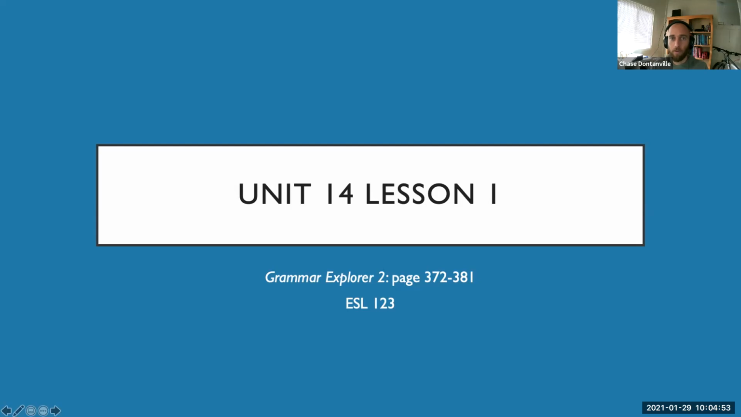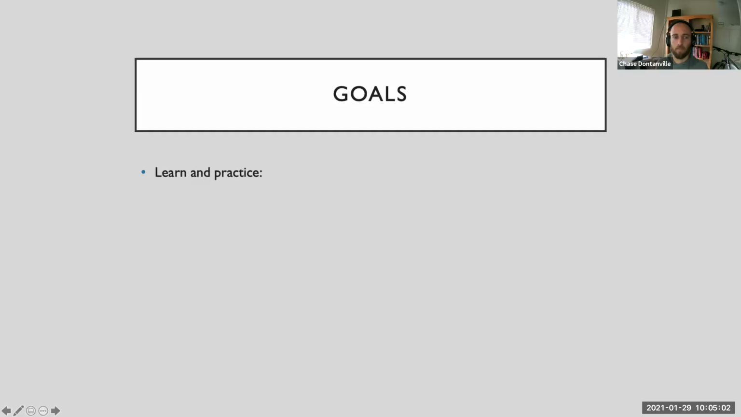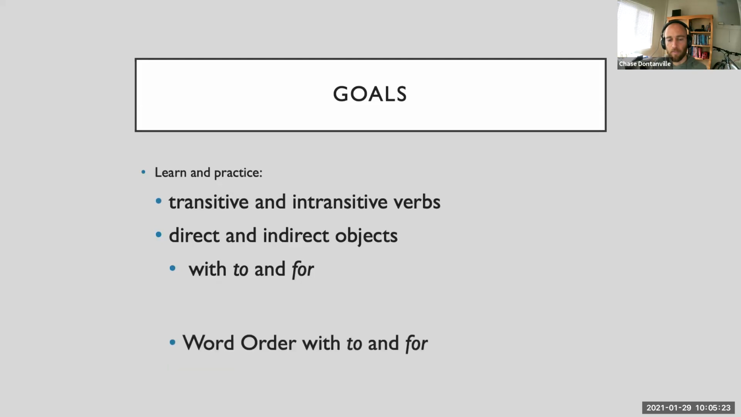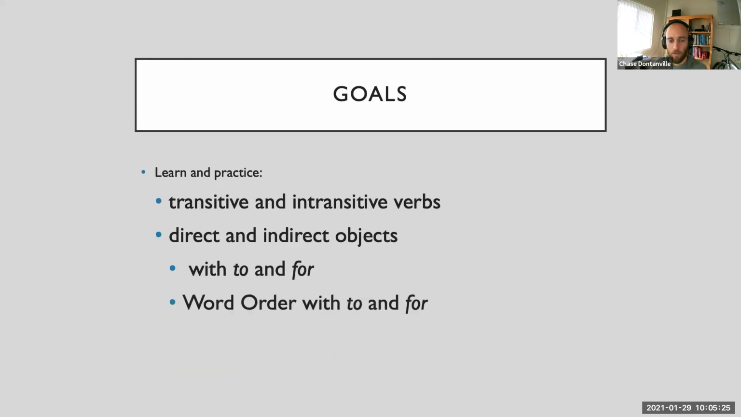Let's go ahead and do Unit 14, Lesson 1, pages 372 to 381 in your Grammar Explorer 2 textbook. So, goals for this lesson. We will practice verbs, specifically transitive verbs and intransitive verbs. We will also look at direct and indirect objects using to and for, and the word order with to and for.